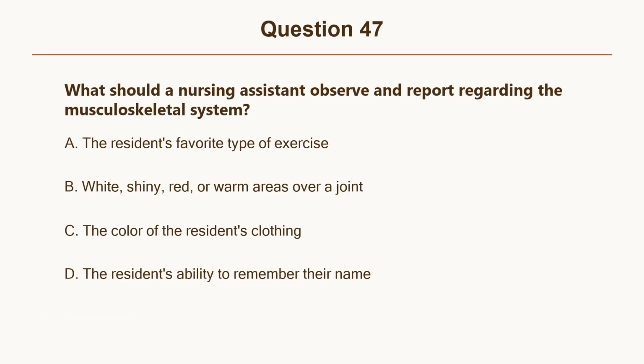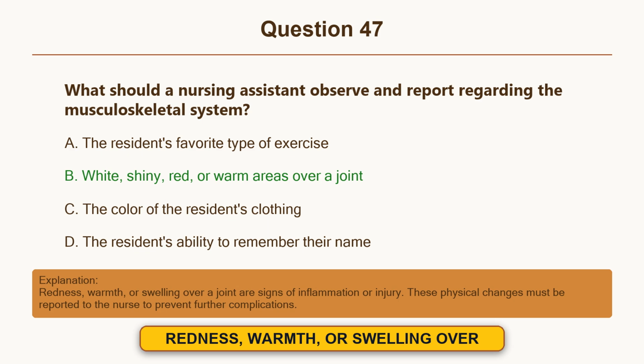Question 47. What should a nursing assistant observe and report regarding the musculoskeletal system? Option A. The resident's favorite type of exercise. Option B. White, shiny, red, or warm areas over a joint. Option C. The color of the resident's clothing. Option D. The resident's ability to remember their name. The correct answer is option B. White, shiny, red, or warm areas over a joint.